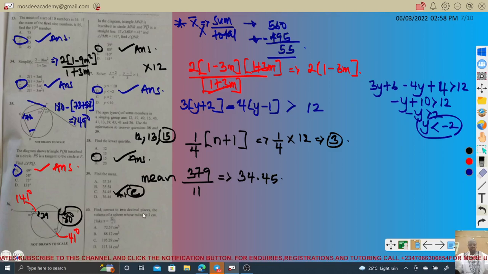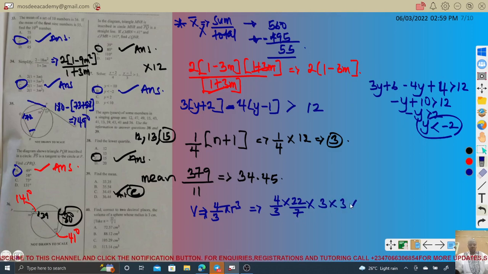Find, correct to 2 decimal places, the volume of a sphere whose radius is 3 centimeters. Take pi to be 22/7. Same mensuration, and it's about formula. The formula for the volume of a sphere, you have studied that, is 4/3 pi r cubed. So let's substitute: 4/3 times pi, which is 22/7, and r is 3 times 3 times 3.